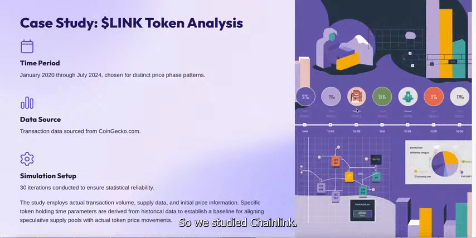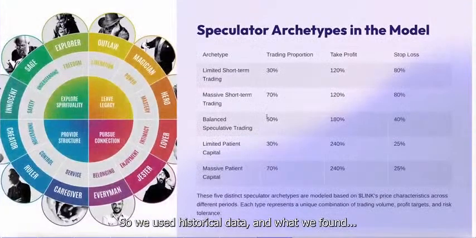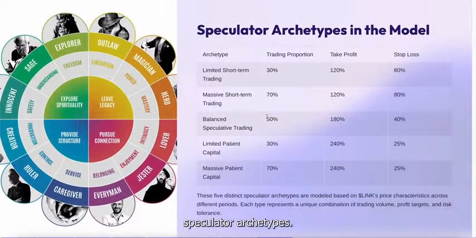We studied Chainlink. Chainlink is one of the biggest crypto projects. It's an oracle, a data broker that provides data to decentralized projects. We studied the price dynamics of the LINK token from January 2020 all the way to July 2024. The transaction data was sourced from CoinGecko, and we ran multiple simulations, 30 iterations of that simulation multiple times, in order to ensure statistical reliability. We used historical data, and we also used different speculator archetypes.